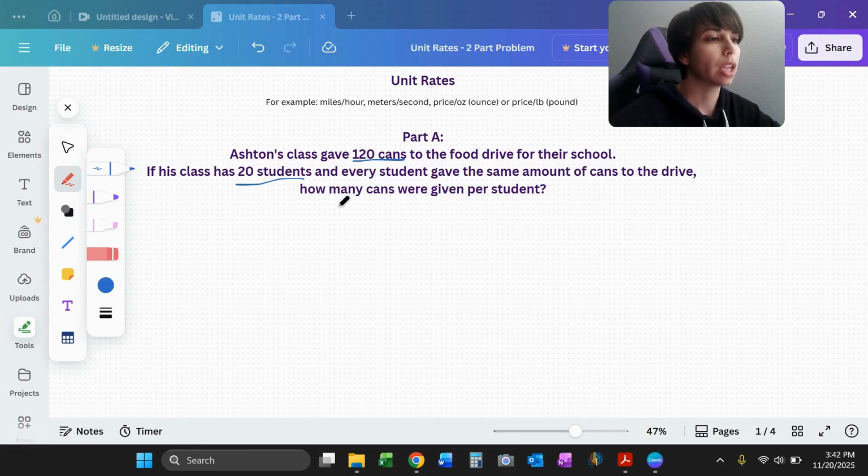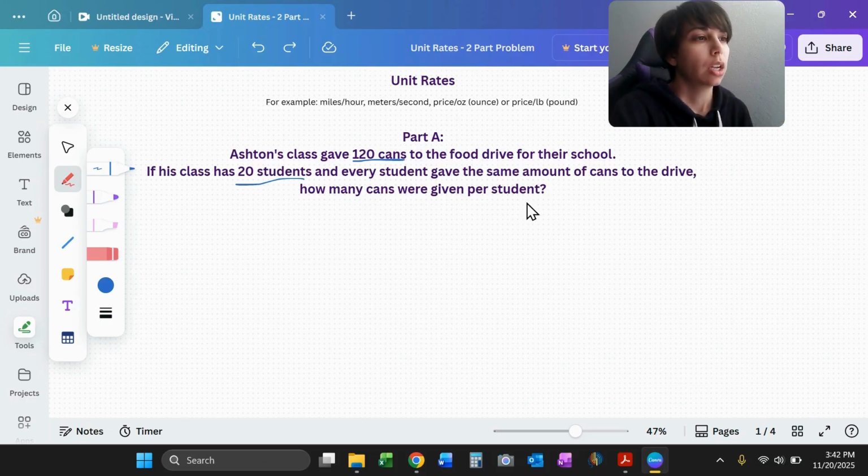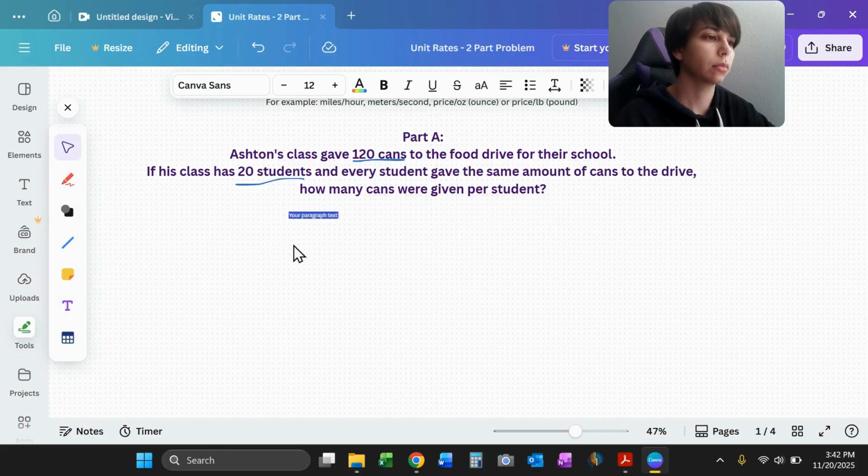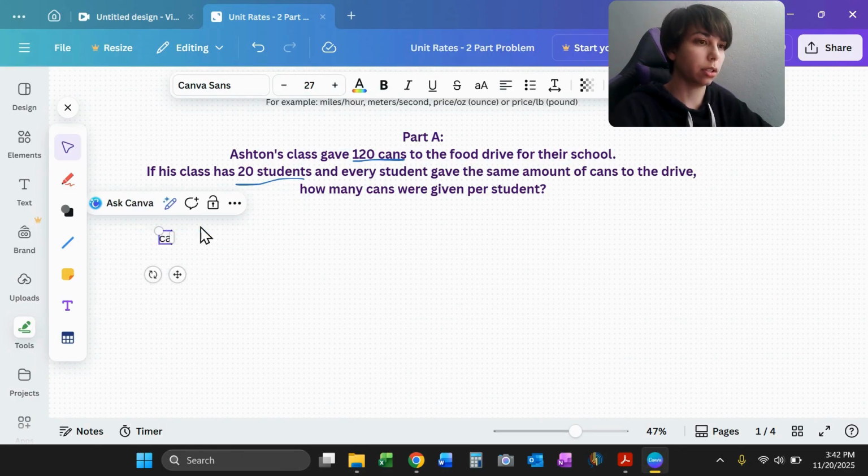Canva's failing a little bit. How many cans were given per student? I don't know why it's not letting me write. Okay, messy. So far, a little glitchy. Okay. So, we are wanting to see if we can do this. Cans per student. We are wanting cans per student.